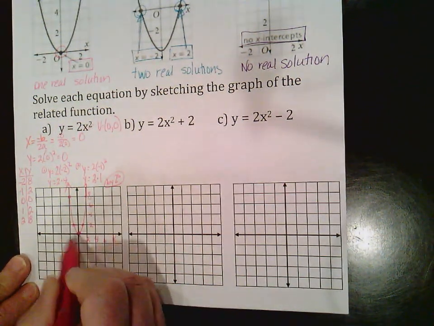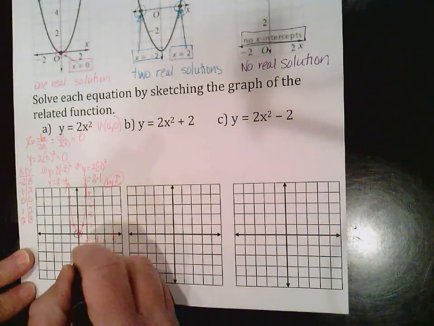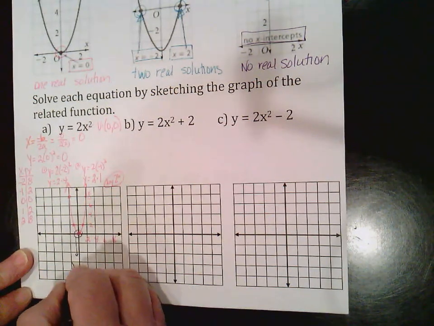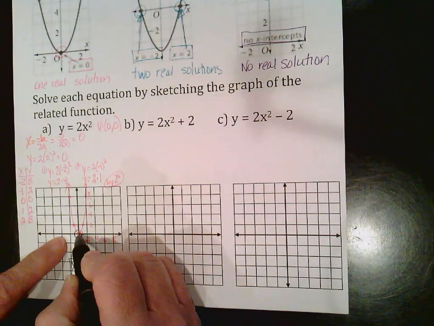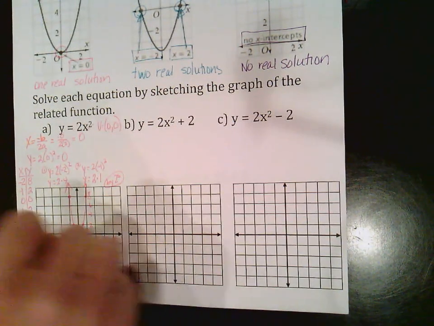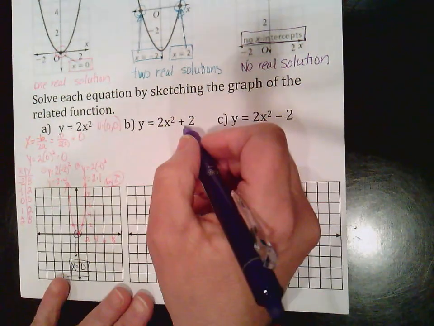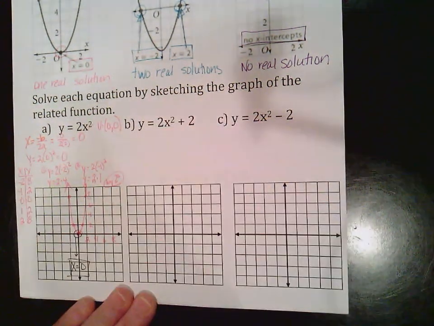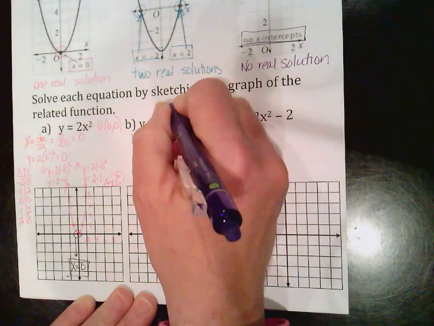And the only place where it touches or crosses the x-axis is actually on the vertex, on the origin. So I have one real solution. It's that x equals 0. That's going to be my answer, because that's where it touches the x-axis, at a value of 0. Okay, I'm going to try the next one. Again, this is in standard form, so I need to find the x of my vertex.